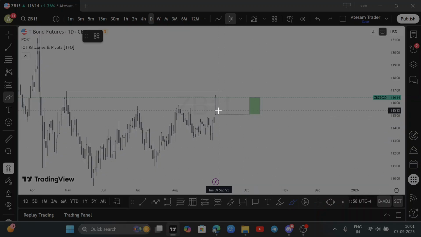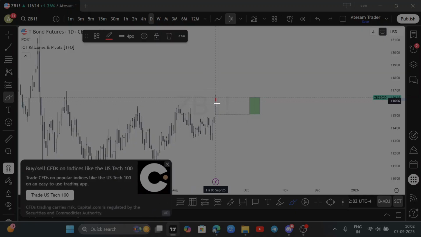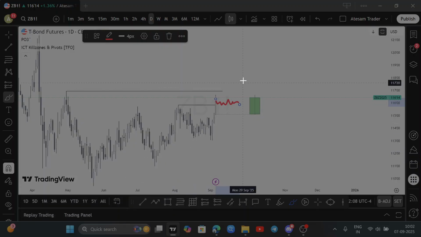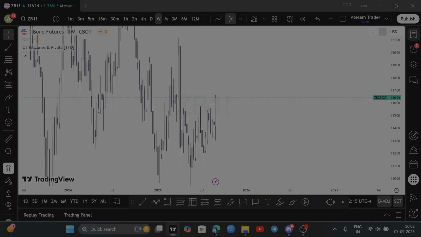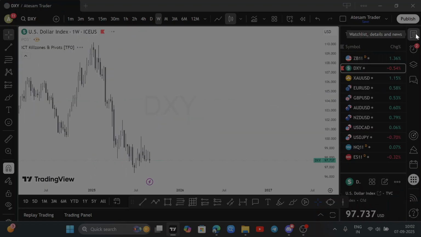So what is the price action we want to see? We want to see some kind of retracement, a slow retracement, or a consolidation. If this happens, then it is a sign of continuation. Okay, so this is something we need to keep in mind. Overall, I am bullish on the bond. Let's see the dollar.